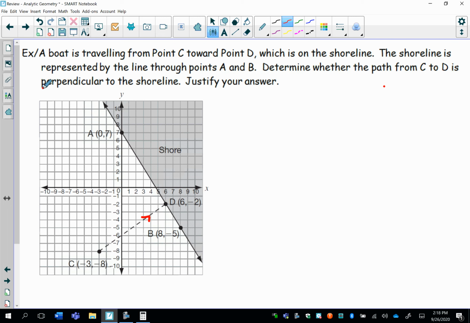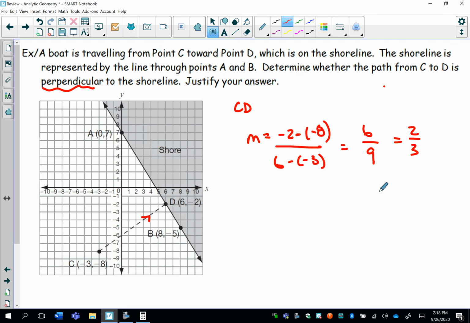Okay, well, how do I remember perpendicular? It's all about slope. Now they've given me coordinates, so I could do this. Let's do CD first. C to D. I'm going to do -2 minus -8. So I want this direction. So I have to do 6, take away -3. And that gives me 6 over 9, which reduces to 2/3.